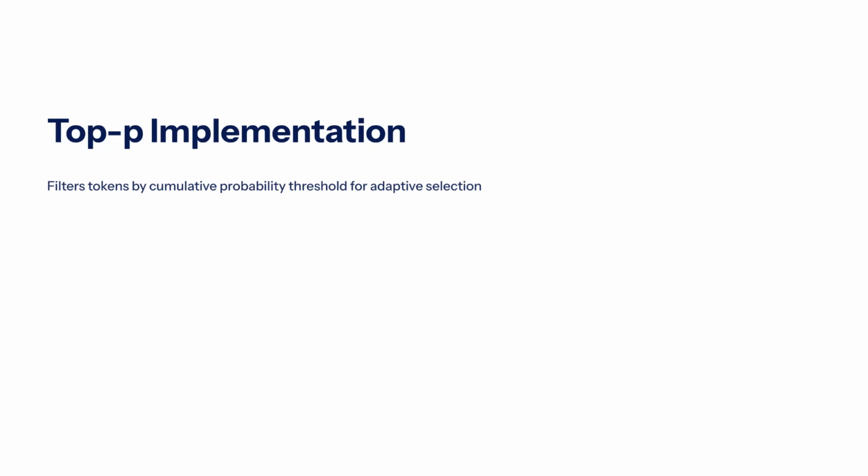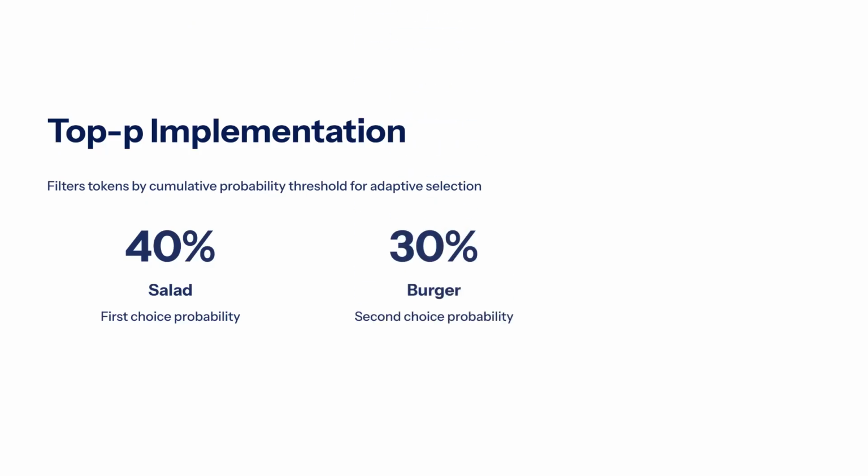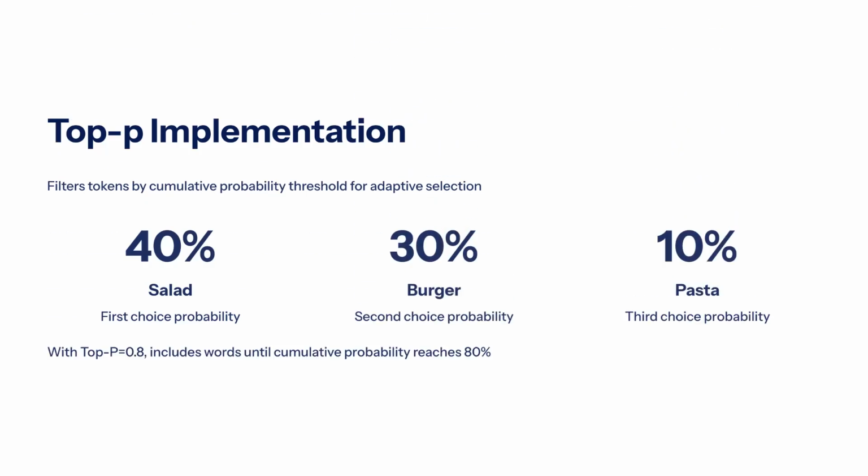Let's say for the prompt, I will have the words in the vocabulary, and the probabilities are salad 0.4, burger 0.3, pasta 0.1, steak 0.08. When you specify top P parameter value as 0.8, it will include salad with 0.4, burger with 0.3, pasta with 0.1, since the cumulative probability of all three of them is 0.8.